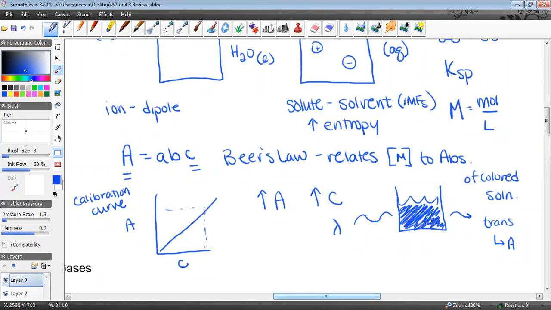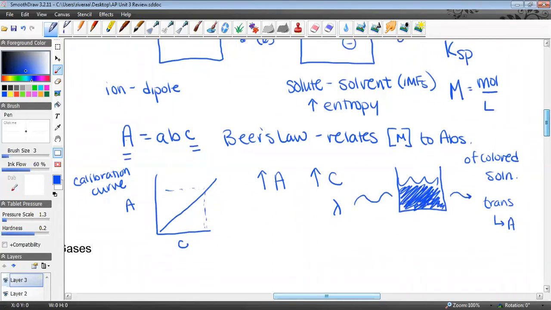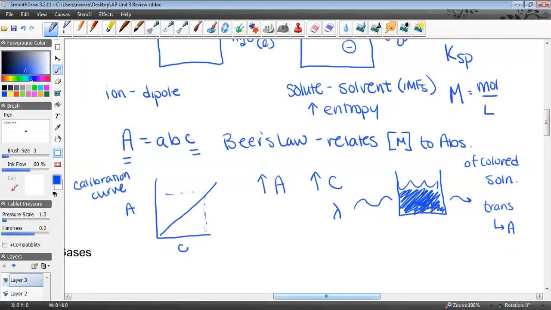Okay. Now, this whole thing about looking at how matter behaves in the presence of light, or how matter and light interact with each other, is called spectroscopy. And that's going to be the last thing that we talk about in today's lecture. But remember this when we get to that point, right? How light and matter interact with each other is spectroscopy.